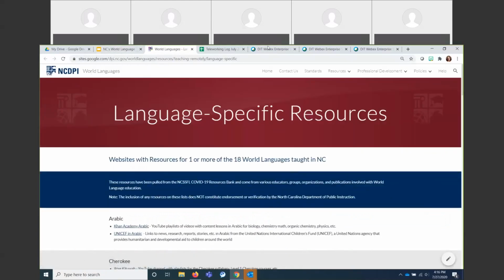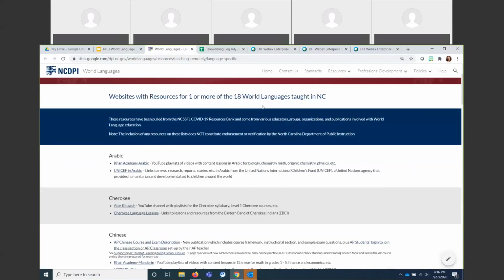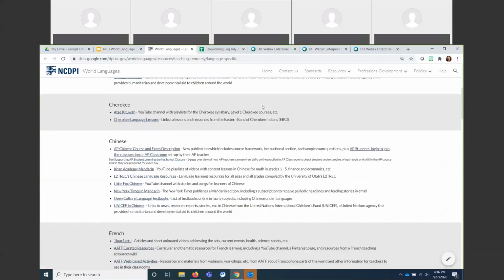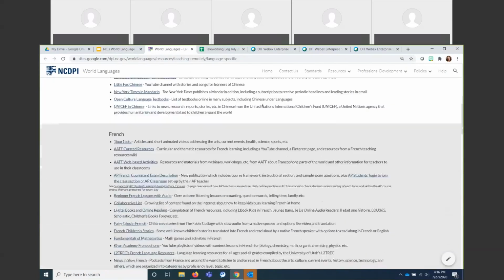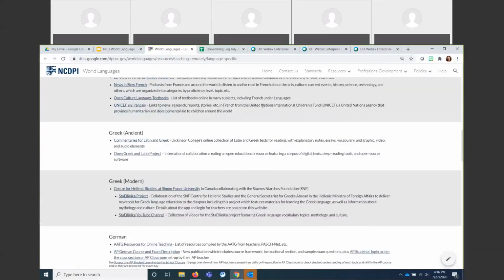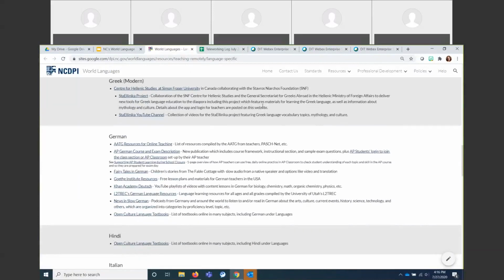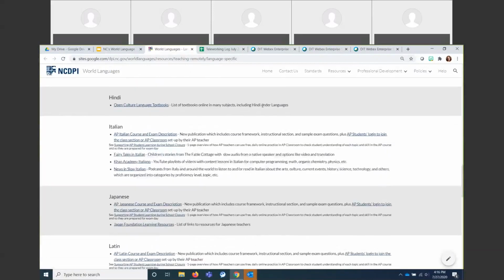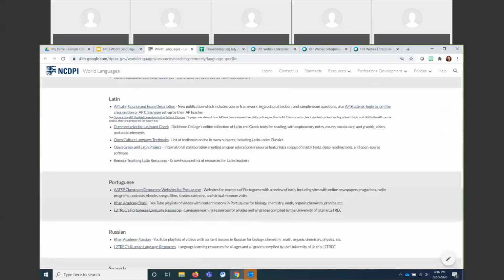Here is the language-specific resource page that we were just talking about. Notice that there are a number of resources here for different languages that we teach in North Carolina. And so you can scroll down through here. Additions and updates are made on a regular basis, and hopefully you'll find something that you can use in your classrooms with your students, whether you're online or face-to-face or somewhere in between.